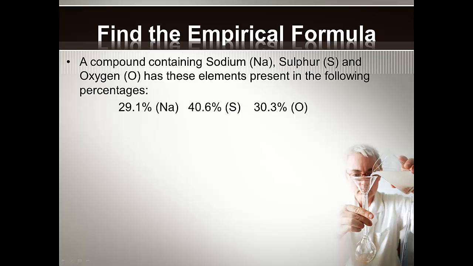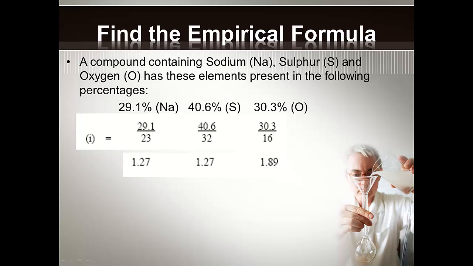So a compound containing sodium, sulfur, and oxygen has these elements present in the following percentages. So 29.1% sodium, 40.6% sulfur, and 30.3% oxygen. How do we convert this into the empirical formula? What we need to do is divide 29.1 by 23. Why are we dividing by 23? That's the atomic weight of sodium. So 40.6 gets divided by 32, the atomic weight of sulfur, and 30.3 gets divided by 16, the atomic weight of oxygen. Divide the percentages by the atomic weights.